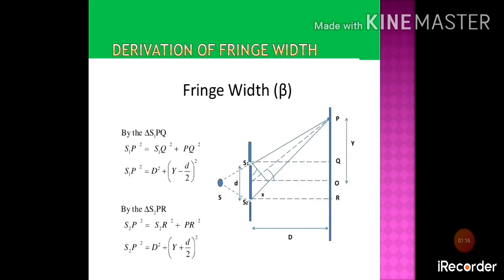Moving on to the next slide, how to derive the relationship or the formula for the fringe width, and on what factors beta, the fringe width, depends. For that we have to derive a formula for fringe width. In order to do that, we will draw a picture.